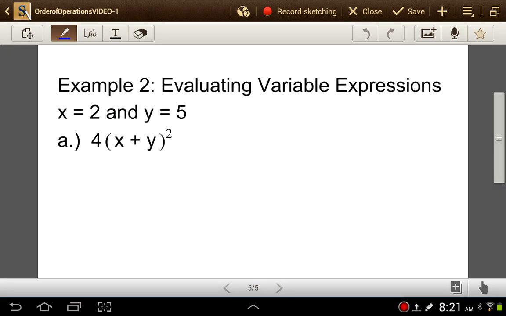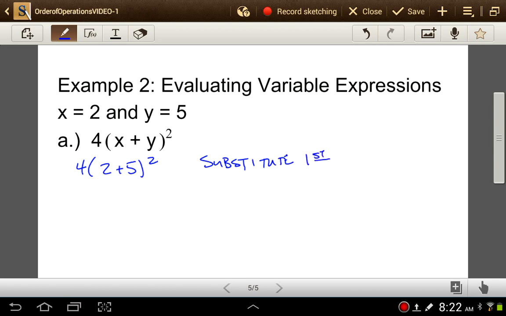Alright, evaluating variable expressions. So in this case, we have to substitute in for our variable. Yes, you have to show that step. So the first thing I'm going to do is substitute 4, and then my parentheses, 2 plus 5 squared. So the first thing you have to do is substitute, before you even get to your order of operations.